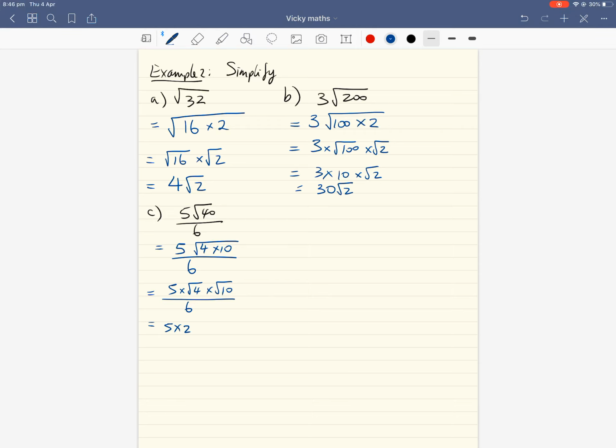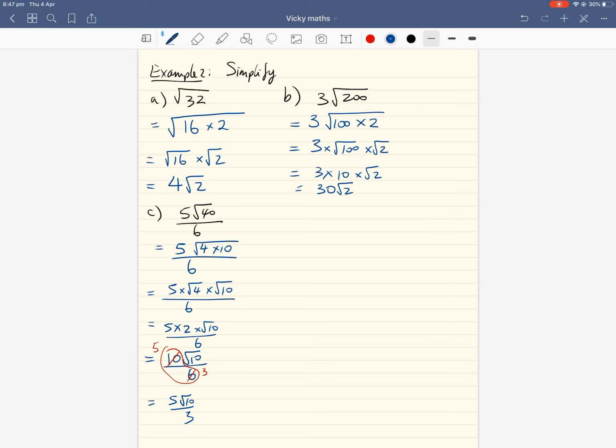So that's 5 lots of 2 lots of root 10 over 6. So 5 times 2 gives me 10. So that's 10 root 10 over 6. We can keep simplifying. Looking at the coefficients, 10 and 6, we can simplify that. If I divide both of them by 2, 10 divided by 2 gives me 5, 6 divided by 2 gives me 3. So I get 5 root 10 over 3.